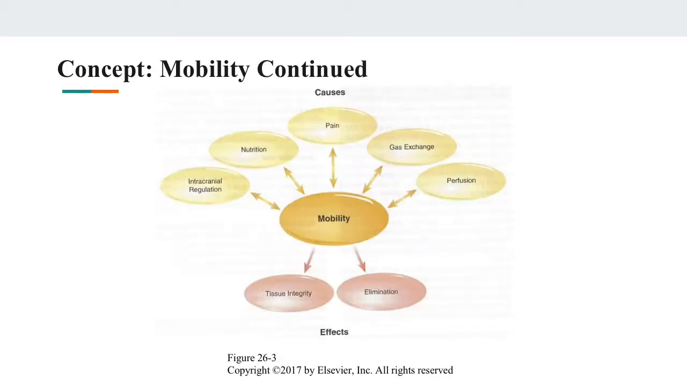Mobility is an interrelated concept that can affect the processes of other functions in the body if altered, such as intracranial regulation, nutrition, pain, gas exchange, and perfusion. Immobility can also put tissue integrity and elimination at risk.